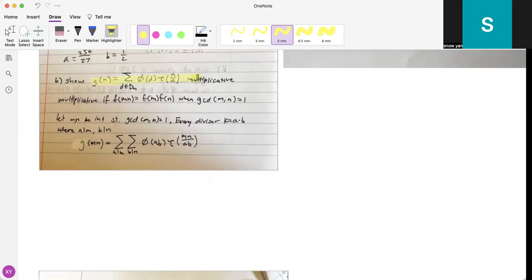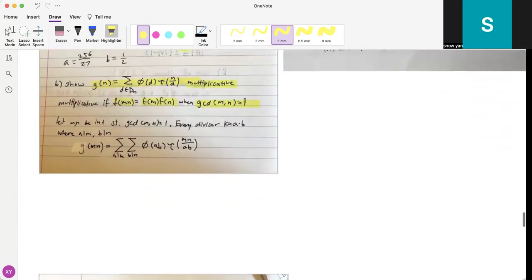Essentially what I want to do is show that the function g is multiplicative. What multiplicative means is that f of mn is equal to f of m times f of n when the GCD of m and n is equal to 1. So I set m and n to be integers such that the GCD of m and n is equal to 1. I know that every divisor k equals a times b, where a is a divisor of m and b is a divisor of n.